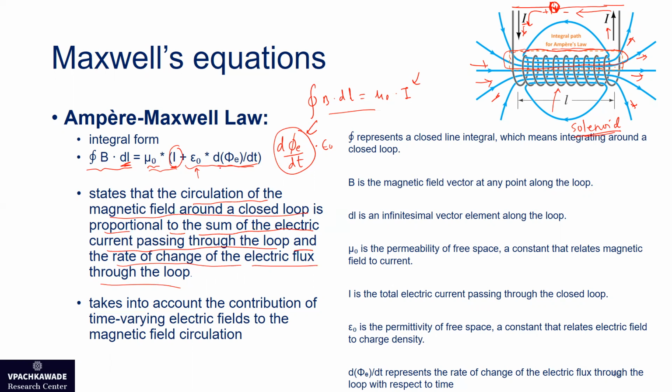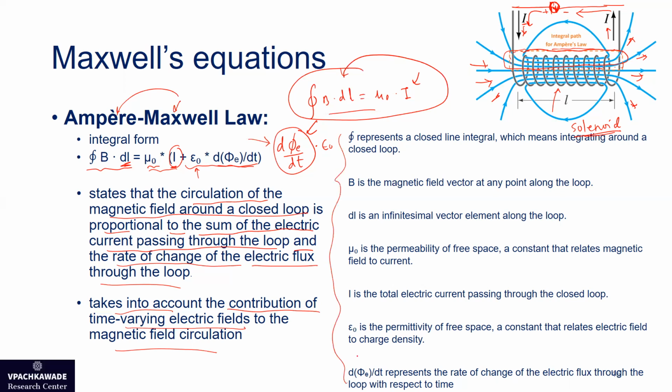So basically Maxwell modified the Ampère circuital law, by which it takes into account the contribution of time varying electric fields or electric flux to the magnetic field circulation. So Maxwell said that, okay, Ampere's circuital law tells us that this is the equation, but Maxwell tells us to add one more component: when you have a change in electric field lines, that also contributes to the production of magnetic field lines. Okay, and other parameters I have explained in the previous slide.